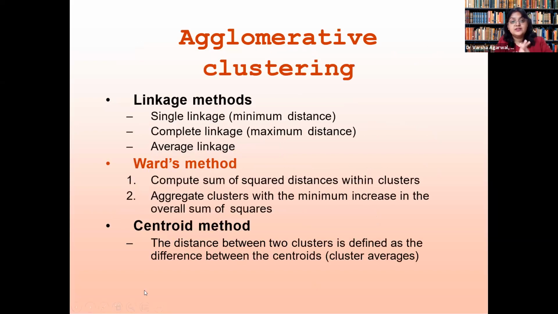Agglomerative clustering. In that case, I use linkage method. There are again three methods: single linkage, complete linkage, and then average linkage. Here I've written minimum distance and maximum distance. What is that distance? I will explain that once you see the diagram. Right now you will not be able to understand it.